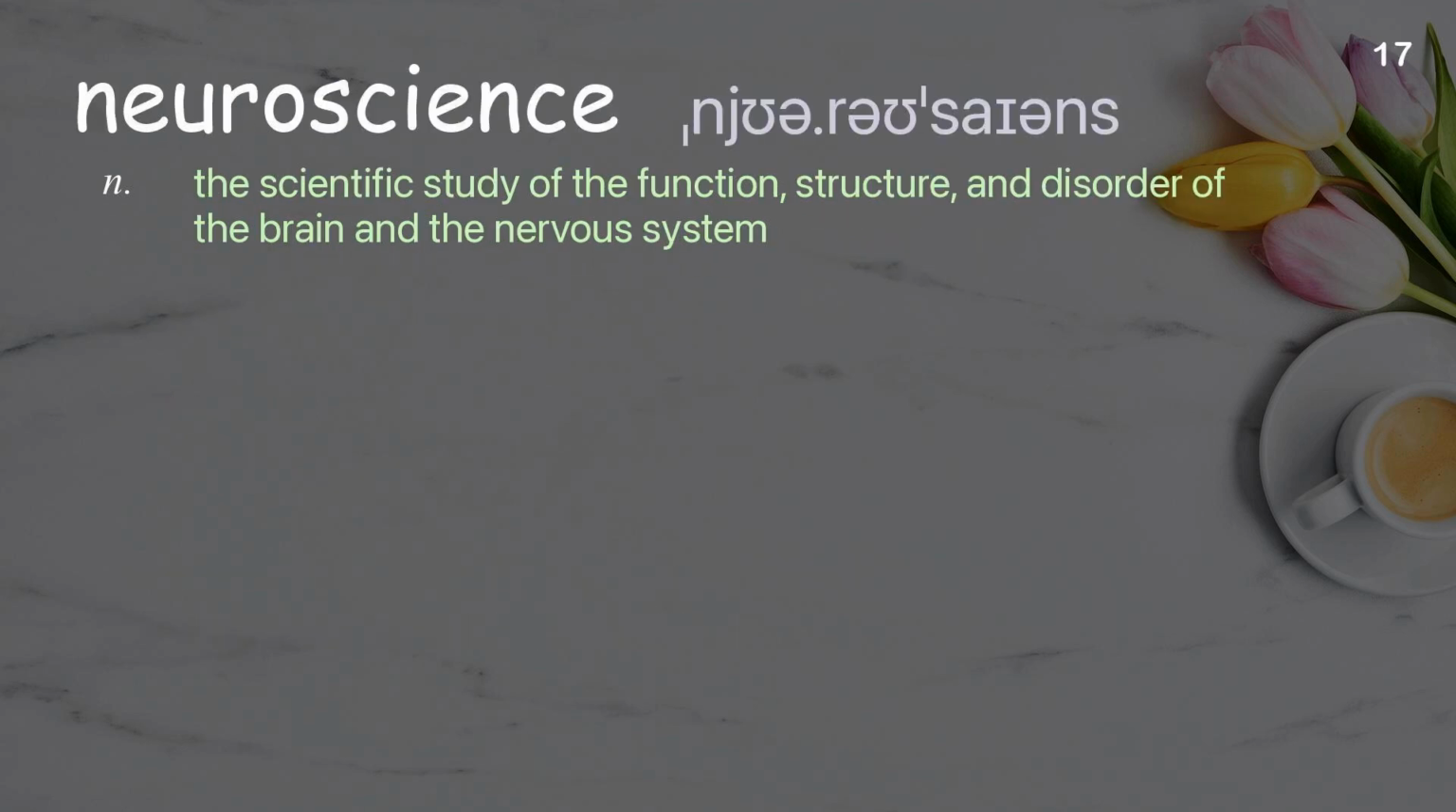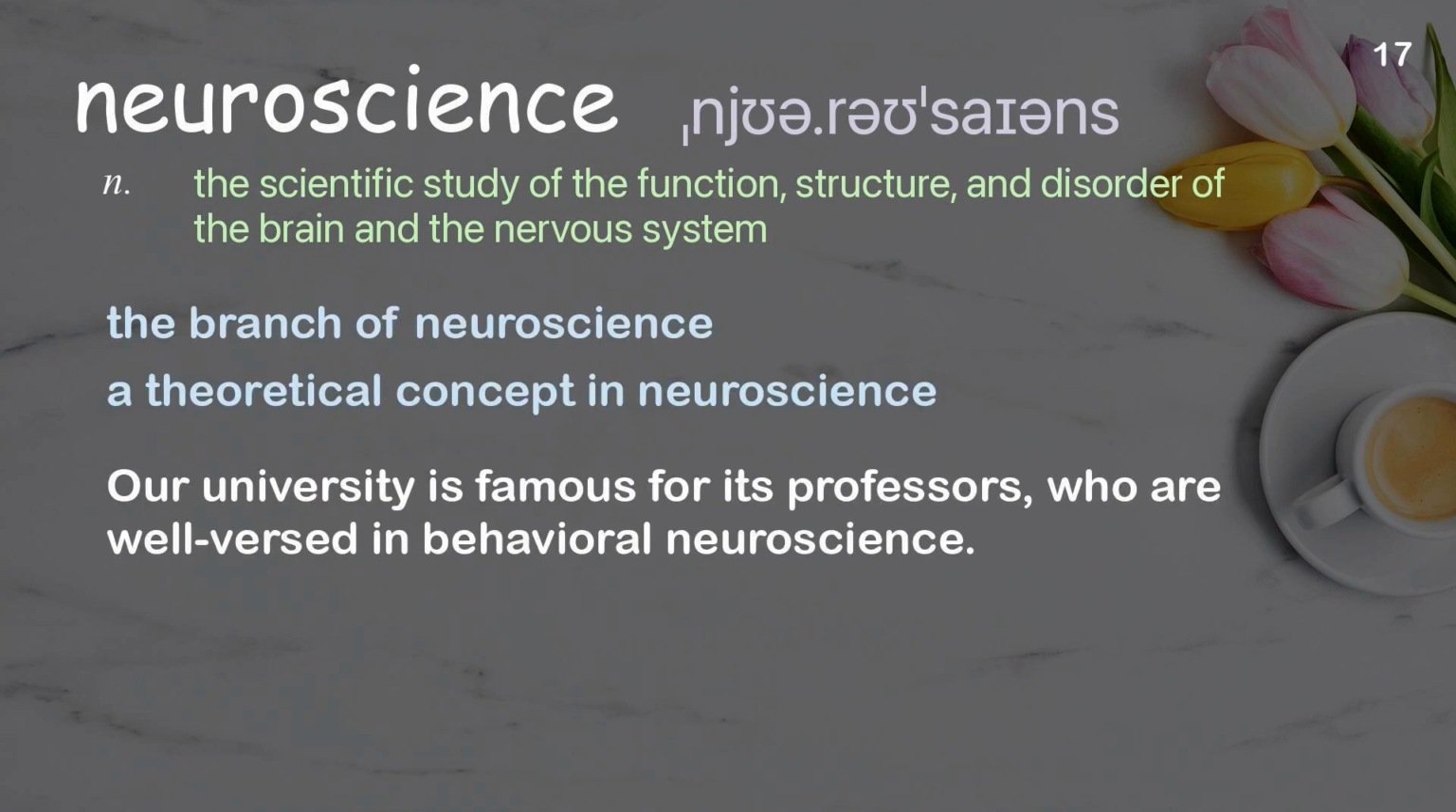Neuroscience. The scientific study of the function, structure, and disorder of the brain and the nervous system. Examples: The branch of neuroscience. A theoretical concept in neuroscience. Our university is famous for its professors, who are well-versed in behavioral neuroscience.